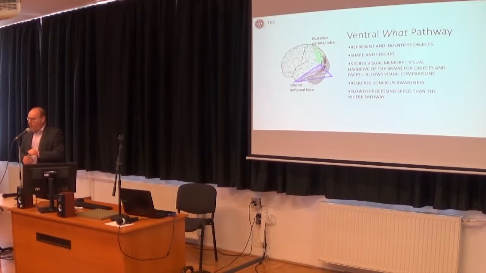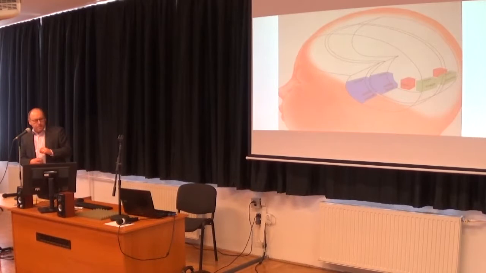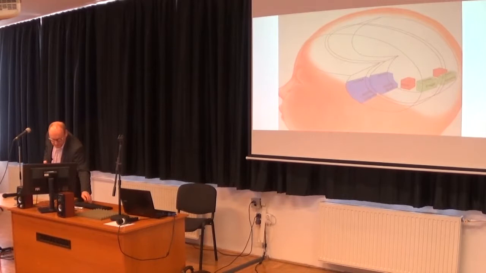So, the what pathway represents many things. Shape, color, visual memory. And it's in this part of the baby's brain, as we said, along the temporal lobe, down in the middle.